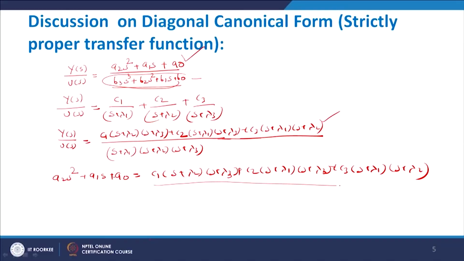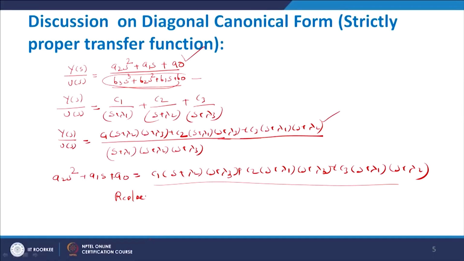So, how to get the values of C1, C2 and C3? We will find there are two options. One option is that you can directly solve this equation and compare the coefficients of S square, S1 and S naught, but that will be a tedious process. So, in order to tackle this, what we can do is replace S with different values.